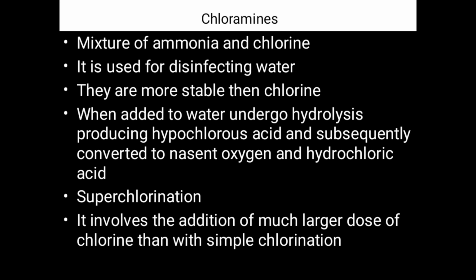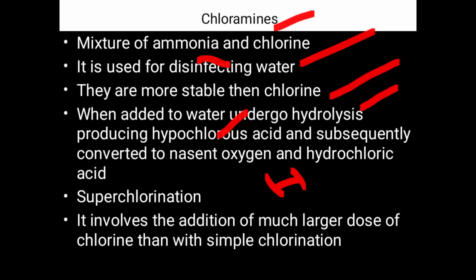Now another is chloramines. Actually, what is chloramine? It is a mixture of ammonia and chlorine. It is used to disinfect water. They are more stable than chlorine. When added to the water, they undergo hydrolysis, producing hypochlorous acid, HOCl, and this converts to nascent oxygen and HCl. Now this nascent oxygen kills bacteria by various mechanisms.